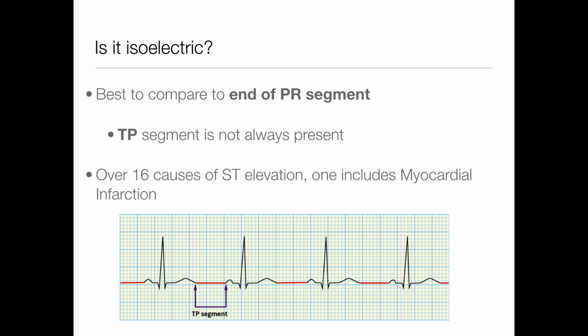So how do we know if the ST segment is isoelectric or not? Well, we can compare it to a couple different other isoelectric segments. One being the TP segment, that's the segment between the T wave and the P wave, but if the patient's tachycardic, that segment is very short or sometimes not present at all. So then we can look to the end of the PR segment to see if the ST segment is isoelectric at the same point that the PR segment is.